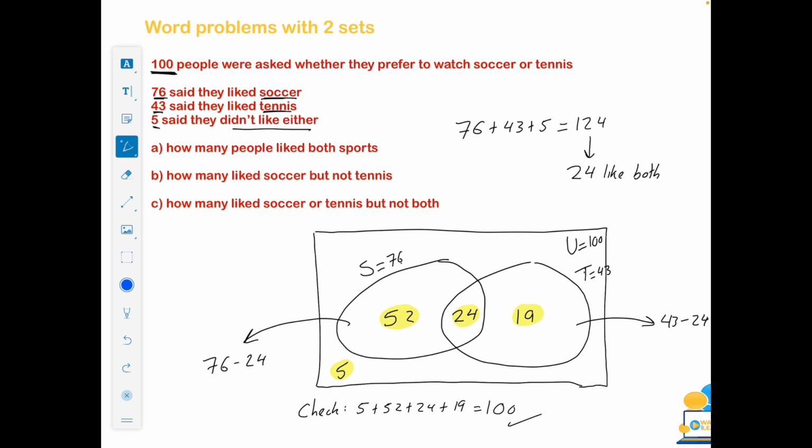So how many people like both sports? That's the intersection. That'll be 24. How many people liked soccer but not tennis? 52 people out here. And how many people liked soccer or tennis but not both? These people liked soccer. These people liked tennis, but they didn't like both. So we're going to add 52 plus 19. 52 plus 19 will give me 71. Okay, that's that question done.